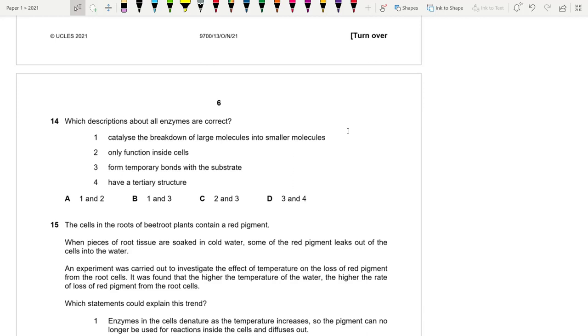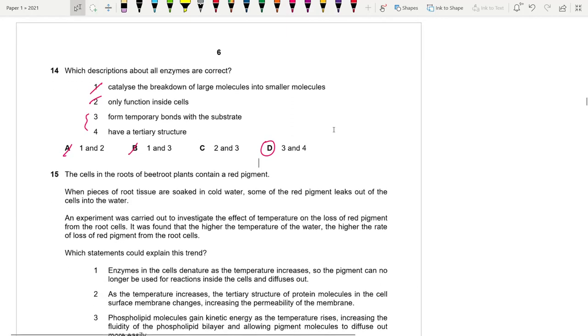Which descriptions about all enzymes are correct? All of them catalyze the breakdown of large molecules. Some of them may also catalyze anabolic reactions. Okay, so this is wrong. Only function inside cells. No, there are some extracellular enzymes as well. So 3 and 4 are correct. 14 is D. 15. The cells in the roots of beetroot plant contain a red pigment.